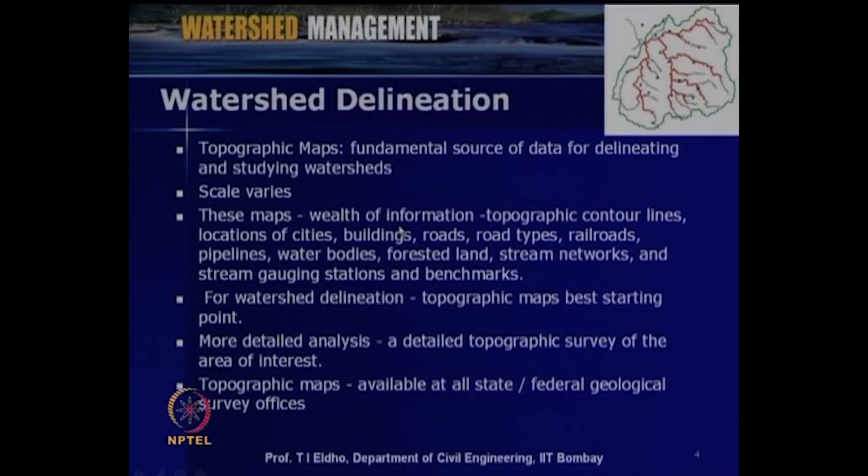From that we can get a lot of ideas on how to delineate a watershed, and various features of the watershed as shown here, like drainage patterns, the lakes or the river flowing through the watershed, or the road network, etc. A number of pieces of information we can directly get through the topographic maps, or so called topo sheets. For more detailed analysis, of course, we need to go for a detailed topography survey of the area of interest. So, the starting point is the topo sheet or topographic maps.